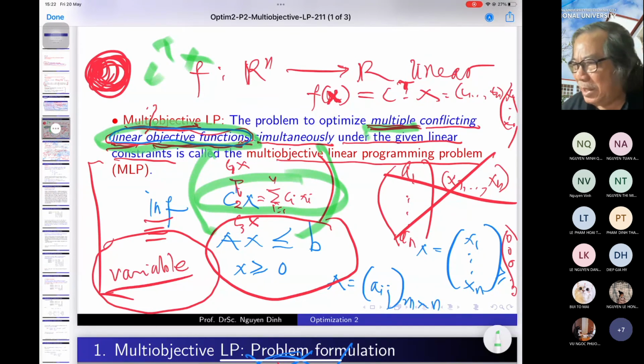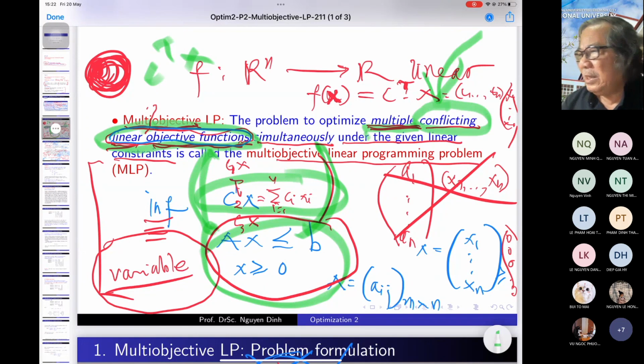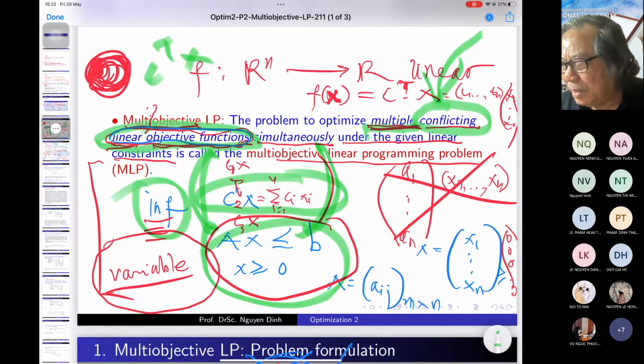So the problem of taking the infimum of three objective functions like this under the linear constraint like this, we call a multi-objective problem. And sometimes they write conflicting objectives. Conflicting objective means objectives that conflict. Some is maximum of c1 x, but minimum of c2 x, something like this, not the same. Maximum of c1 x, but minimum c2 x, not infimum of all like this.